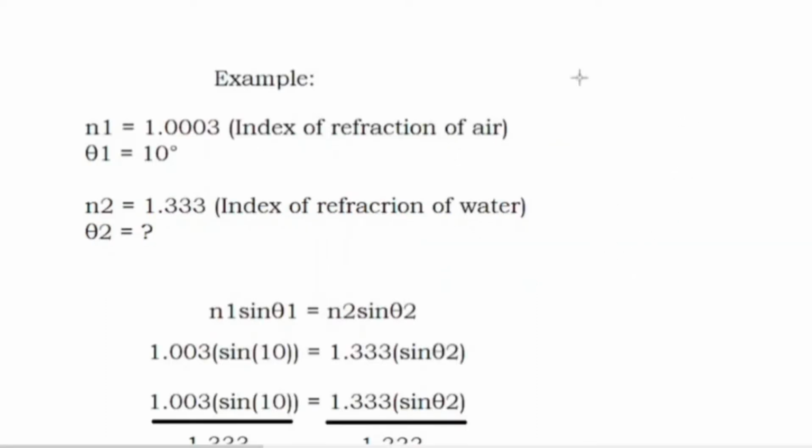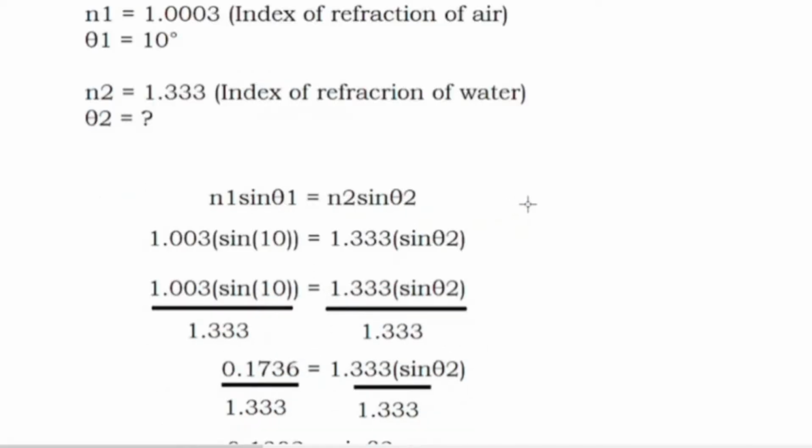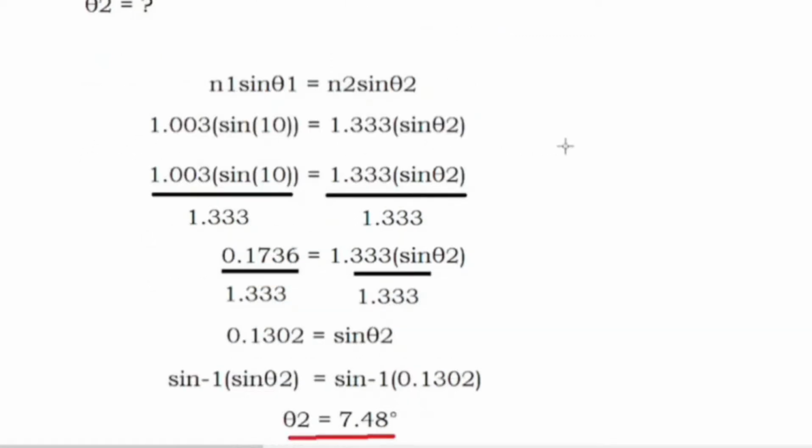So, for an example, we will have a ray of light go from air to water. The index of refraction of air is 1.0003 and the angle that it will enter at is 10 degrees. The index of refraction of water is 1.333 and we will be looking for the angle at which it comes out. First, we will substitute the values. Then after substituting the values, you will isolate the value we are looking for, which is theta 2. We will do this by dividing both sides by 1.333.